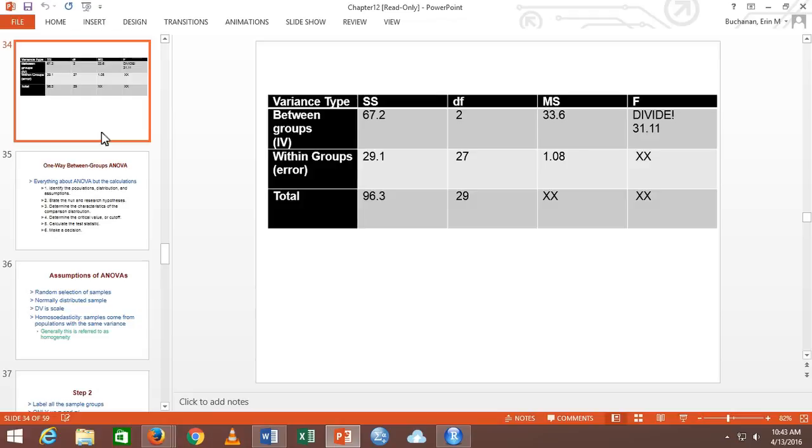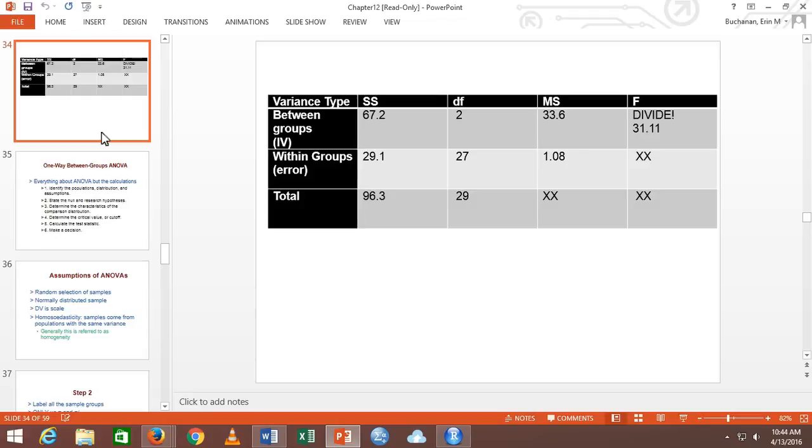Most F values are 1 or less. So that's 1, or just go all the way to 0, because it can't get negative. Because an F of 1, remember, it's between variance over within.